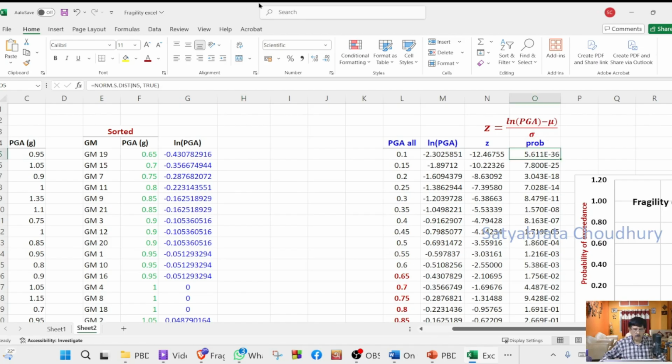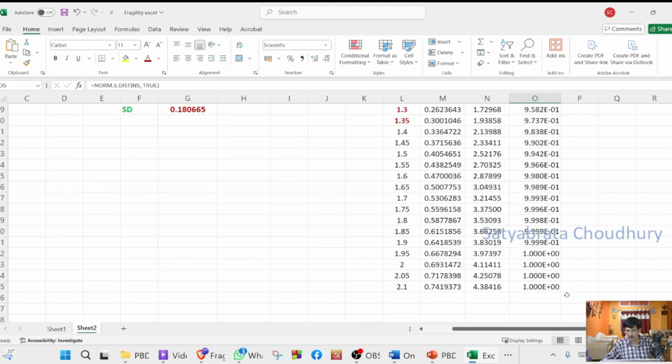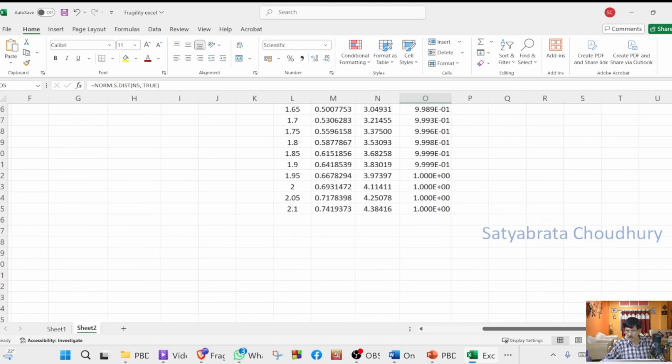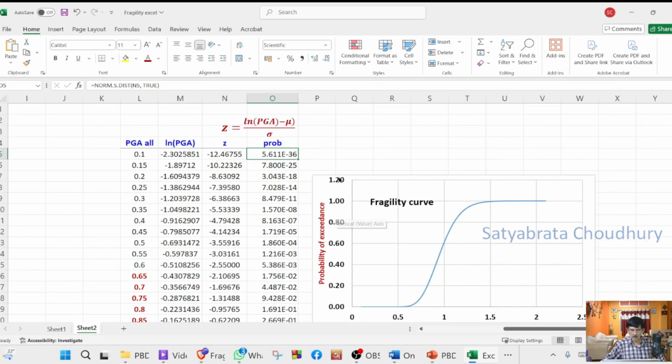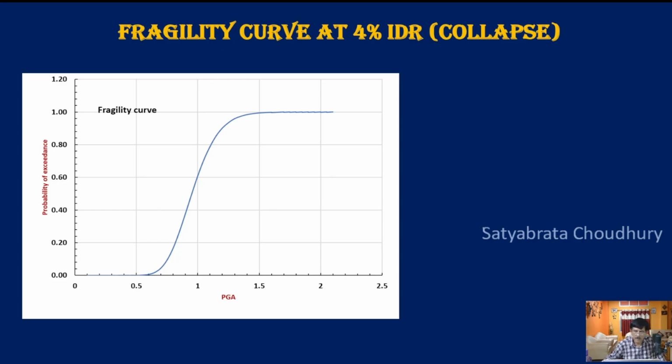And then find probability. For probability in Excel, there is a formula available, NORM.S.DIST, within brackets the value, comma, TRUE. For each of these Z values, you apply this formula and get the probability. So all the probability values are obtained. Then you plot it as a curve. So this is the probability curve. Along the x-axis you have the PGA values, along the y-axis you have the probability of exceedance. That curve we have transported here in our PPT, and it is looking like this.